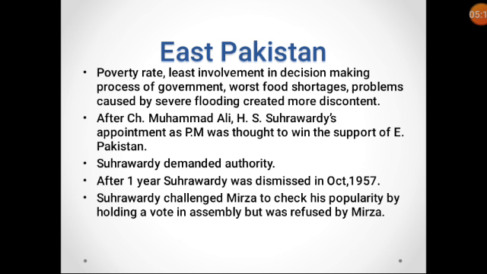Sohrawardi didn't act as per the wishes of Major General Sikandar Mirza, and he demanded more authority. After 1 year, Hosayn Shah Sohrawardi was dismissed in October 1957. Hosayn Shah Sohrawardi challenged Mirza to check his popularity by holding a vote in the assembly, but Mirza refused to do so because he was afraid of not gaining his own support.